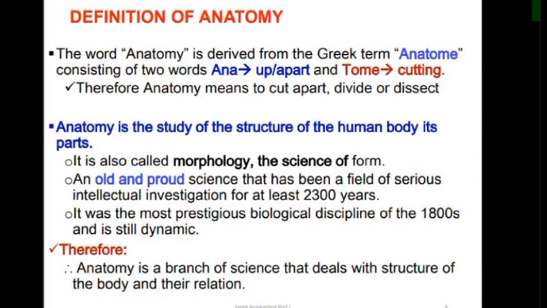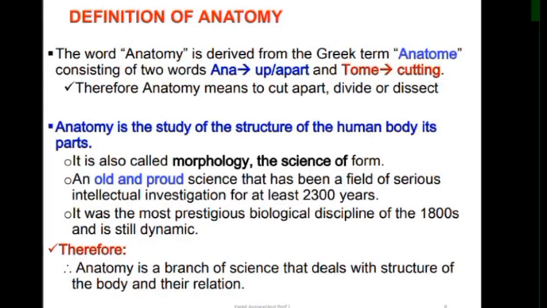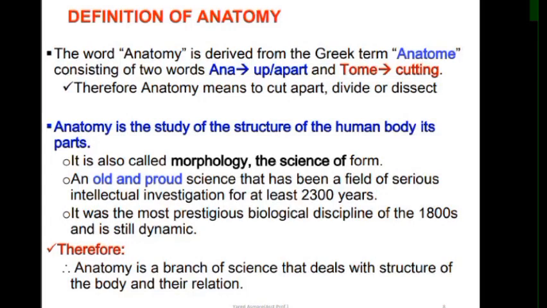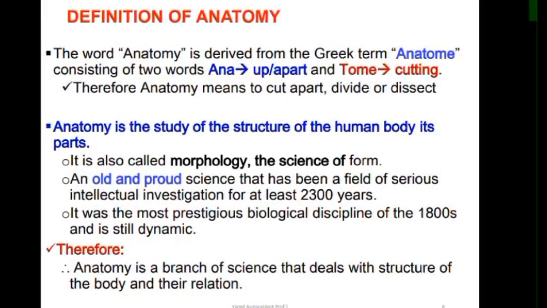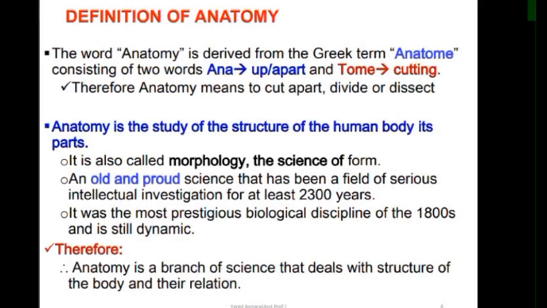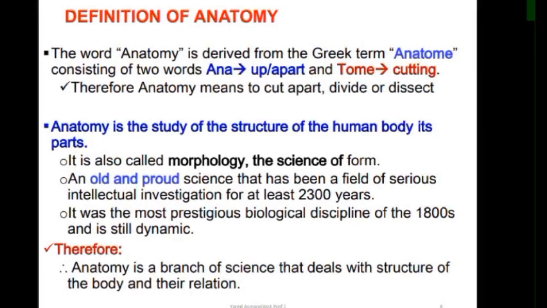An old and proud science that has been a field of serious intellectual investigation for at least 2,300 years. Where does the word anatomy come from? The word anatomy is derived from the Greek term anatome, consisting of two words: ana meaning up or apart, and tome meaning cutting. Therefore, anatomy means to cut apart, divide or dissect.